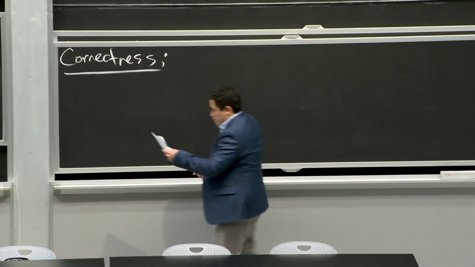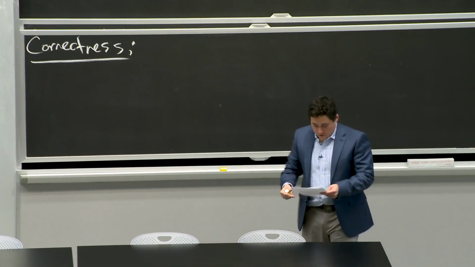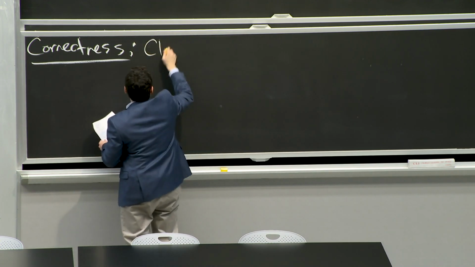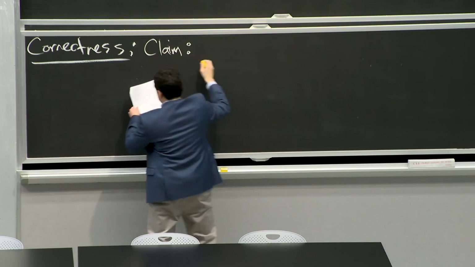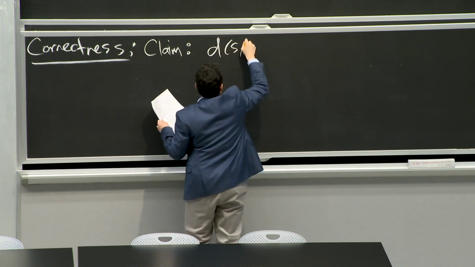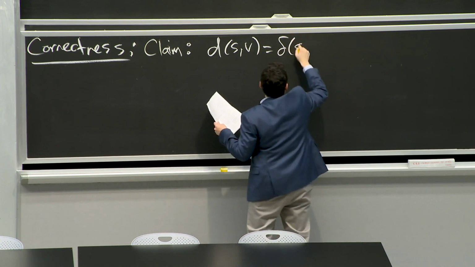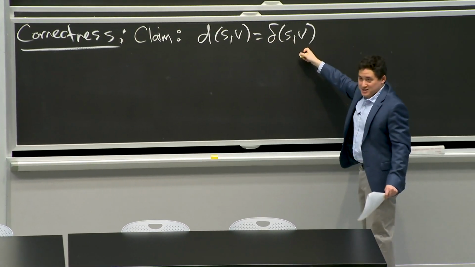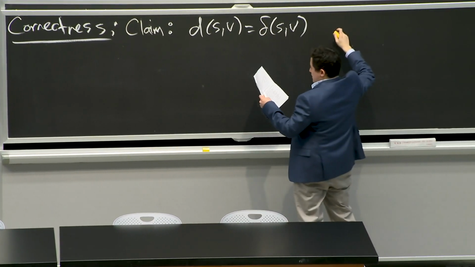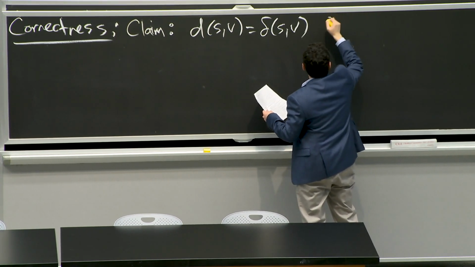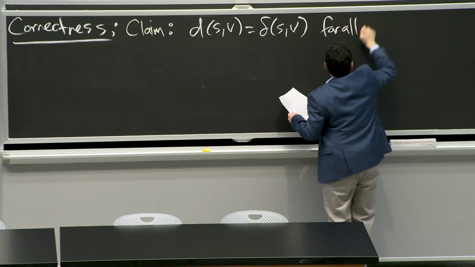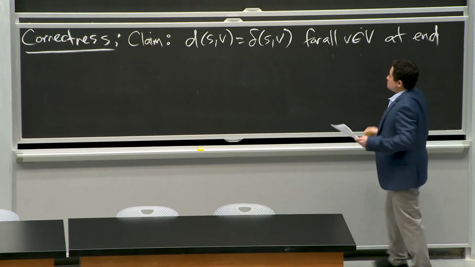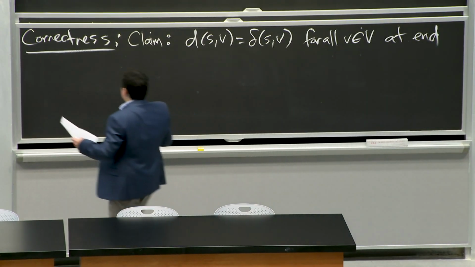OK, correctness follows from two main observations. OK, so the claim here that we're trying to prove is that d of v equals delta of s, v. So the estimates equal the shortest path distances at the end of Dijkstra, for all v in V at the end. All right? And this is going to follow from two observations.